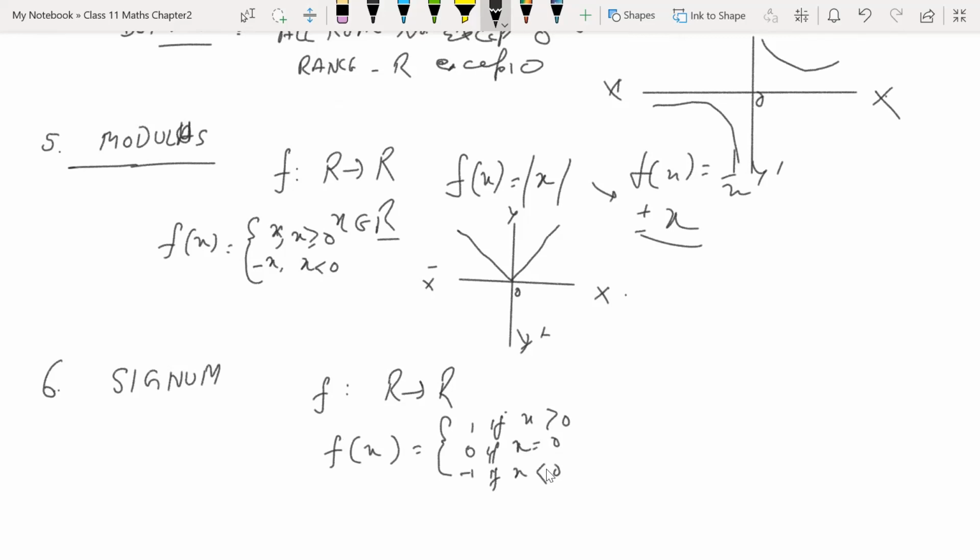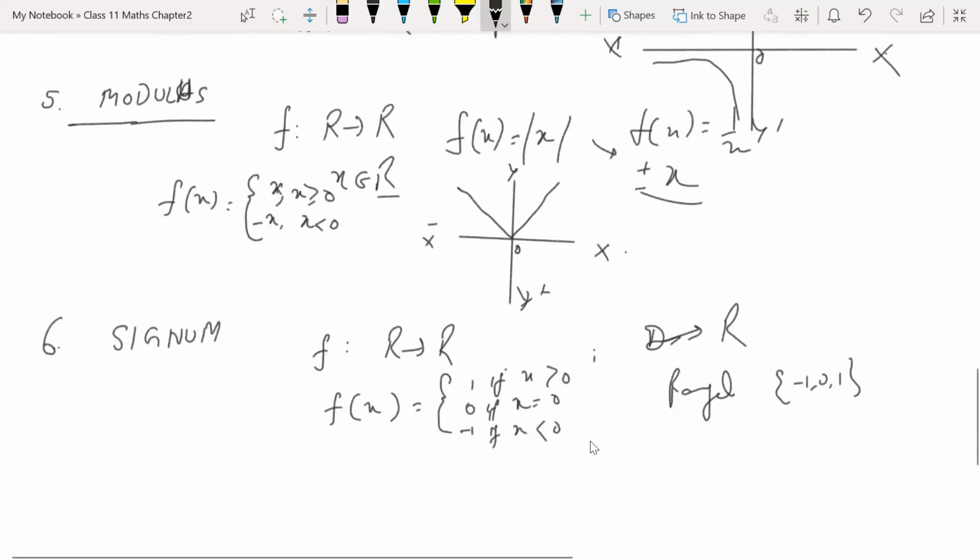The domain of the signum function is the real numbers. But what about the range? Range is the set of minus 1, 0, 1. This would be the range for the signum function.